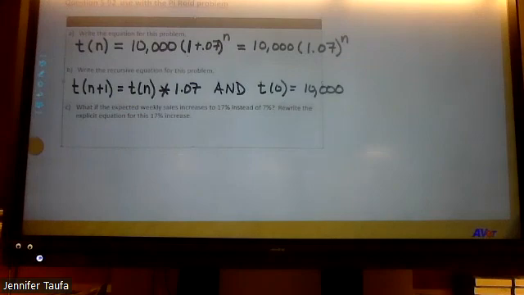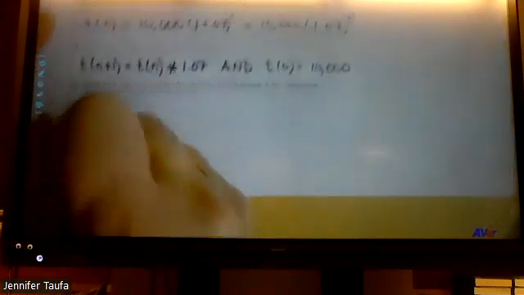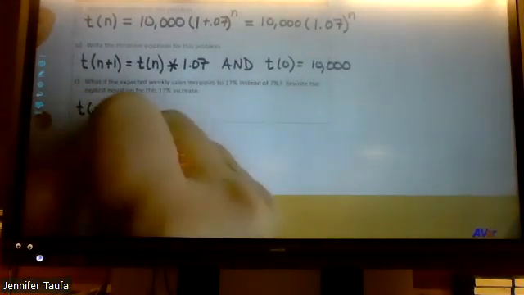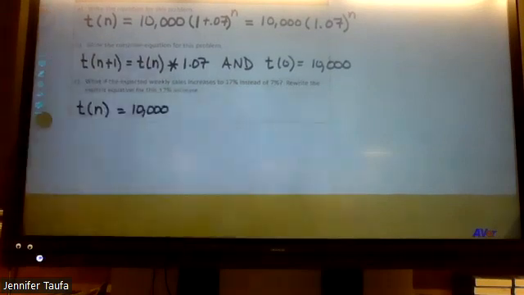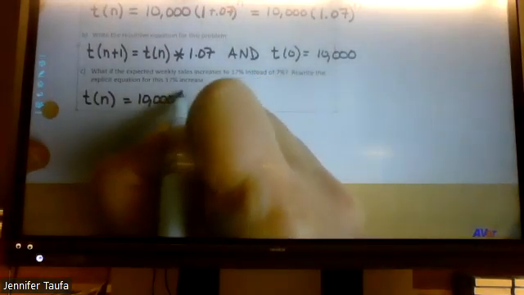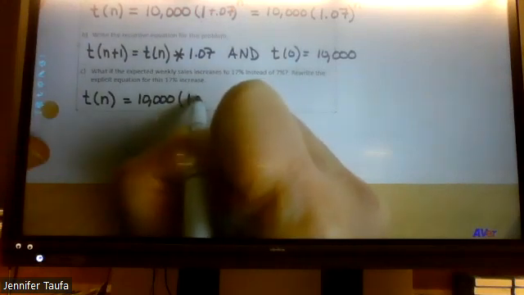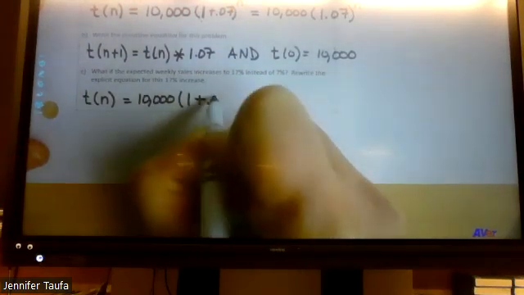Okay, so here's a what if scenario. What happens if all of a sudden sales increase to 17% each week instead of 7%? How would our equation, our explicit equation, change? So I'm going from 7% to 17% now. So let's talk about how this would look. So T of n equals, I still started with my original, okay? Our original is going to be there. Now, what happens is there's my original, but instead of 7, I'm now increasing by 17%.